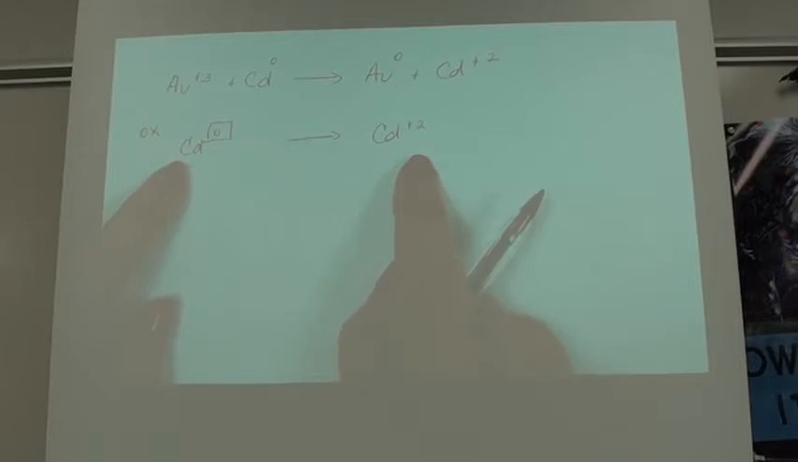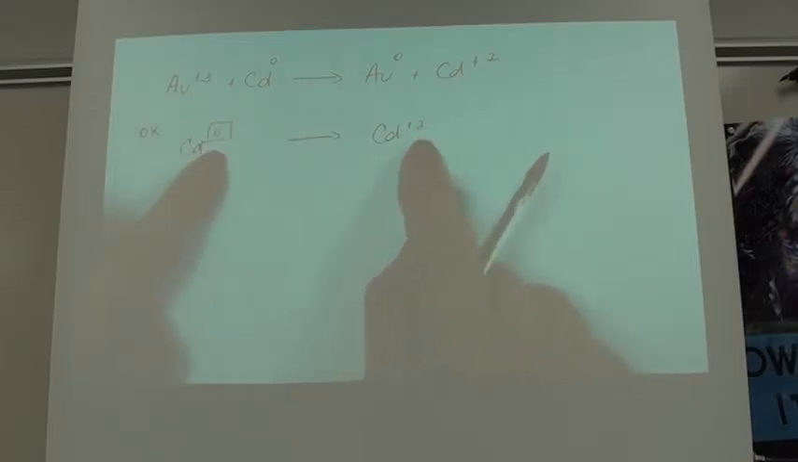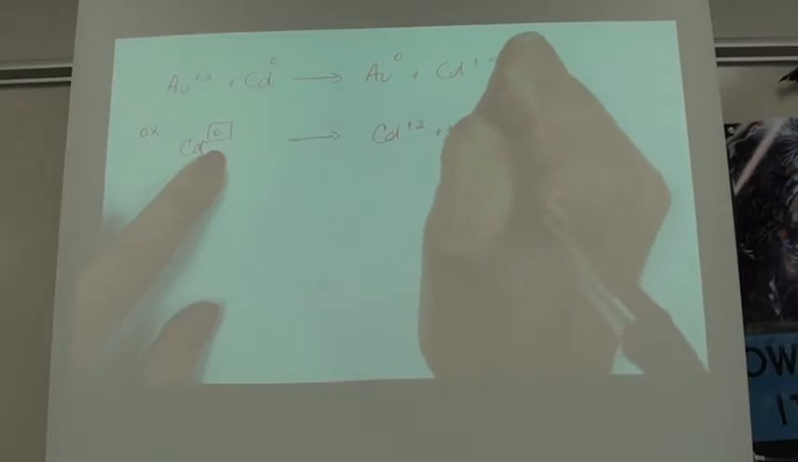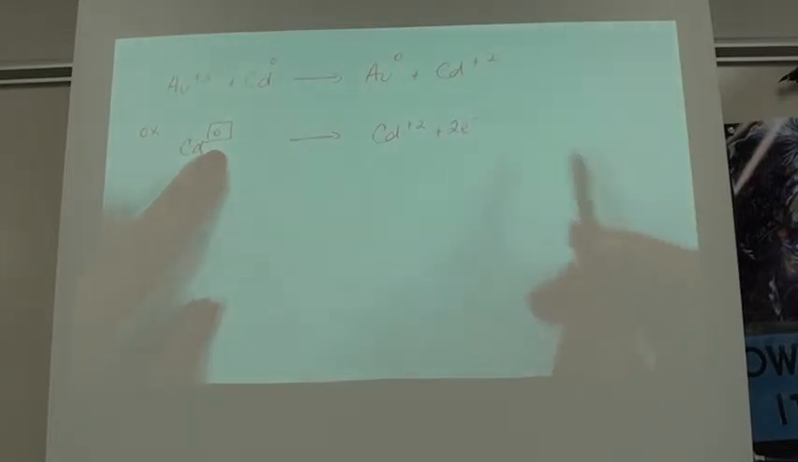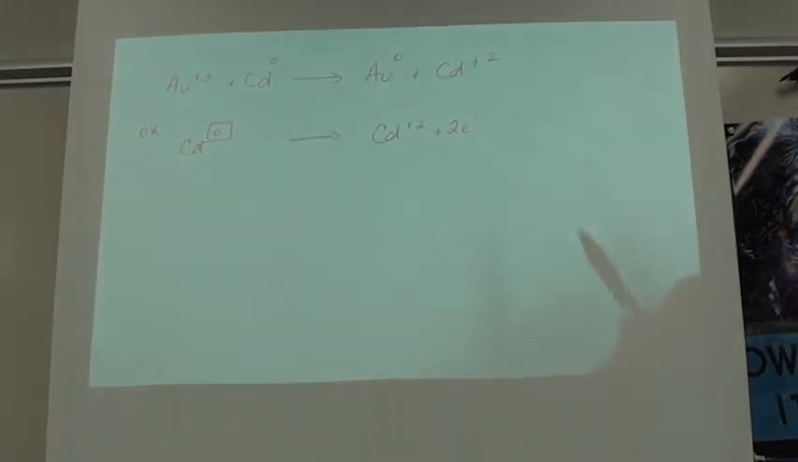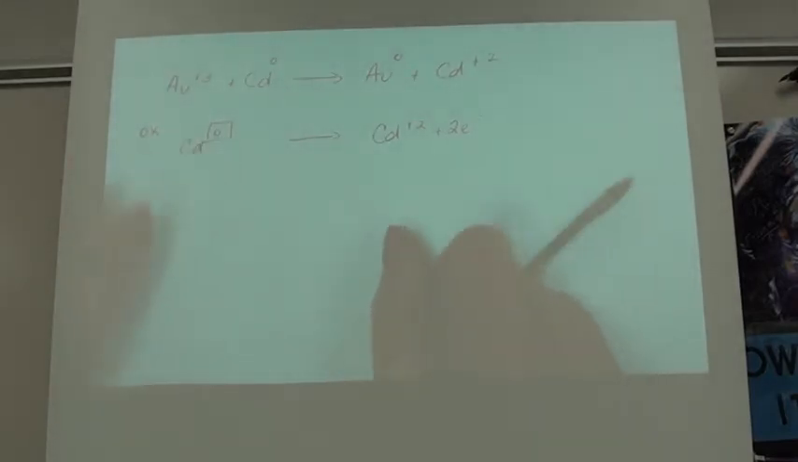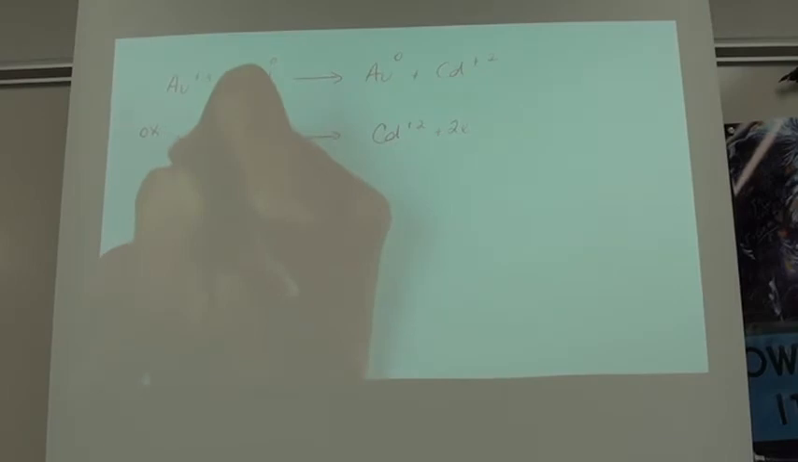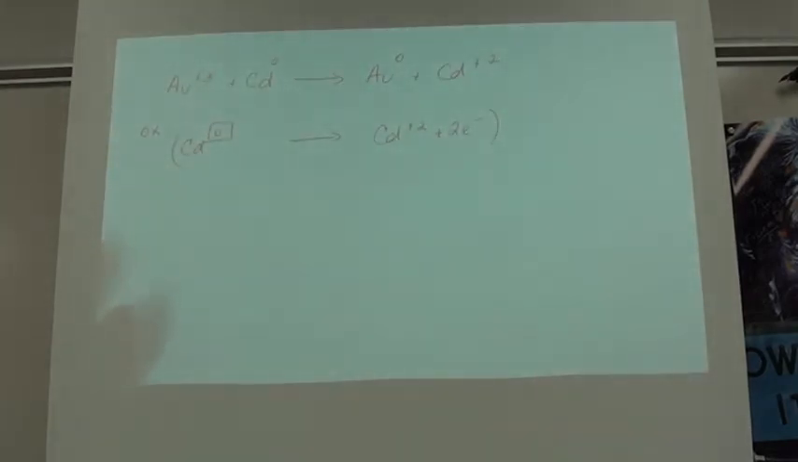tool to do that is to add electrons. This is 0 and this is +2. In order to get them the same, I'm going to add 2 electrons to this side because 2 positive and 2 negatives will balance out to a 0. Now charge is the same on both sides. This is a completed half reaction for oxidation. I'm putting it in parentheses to remind myself that it's done.